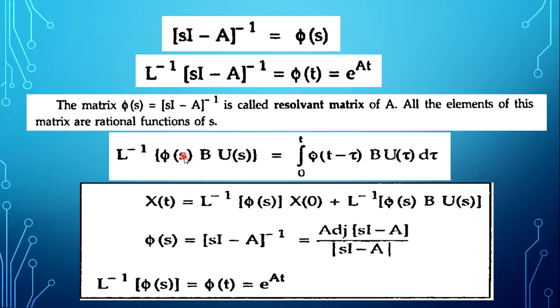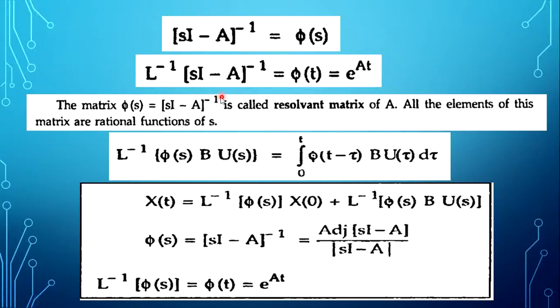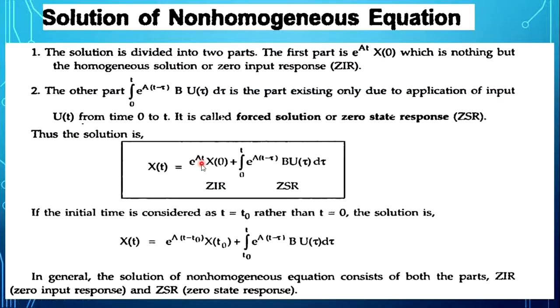Now we obtain x of t. We substitute t as 0 to get x of 0, and by doing the step L inverse of (sI minus A) inverse we obtain e to the power At. By doing these two steps we will be able to obtain the ZIR. For homogeneous equations, if we obtain the ZIR, that is the solution for the homogeneous equation. For a homogeneous equation x of t is only the ZIR, there is no ZSR. Only for a non-homogeneous equation is it ZIR plus ZSR.